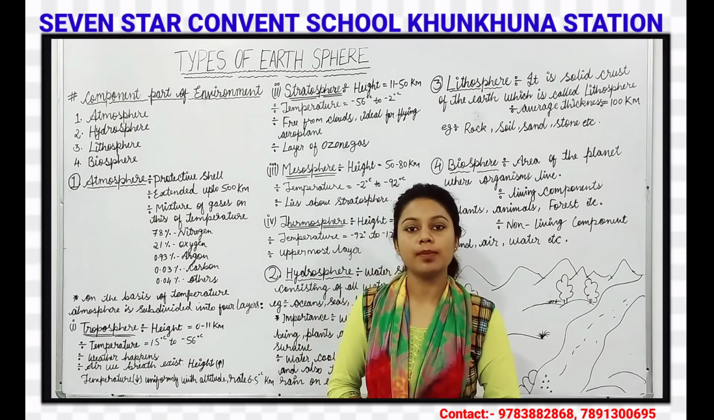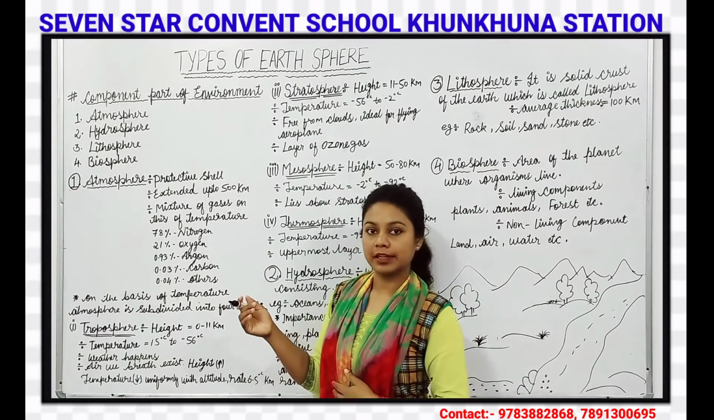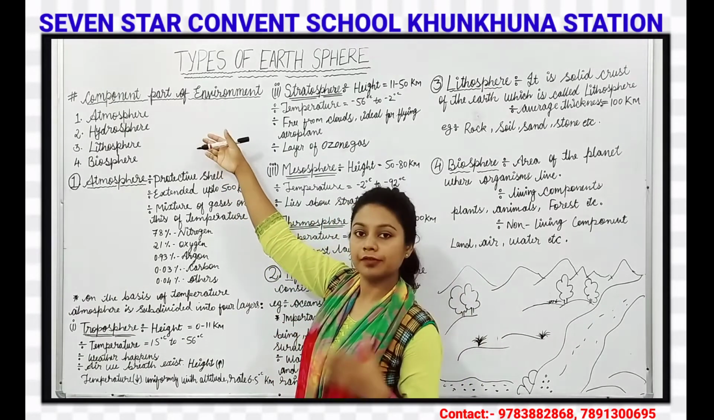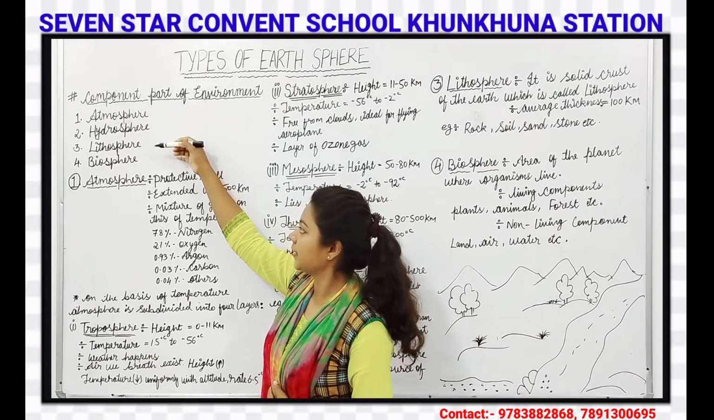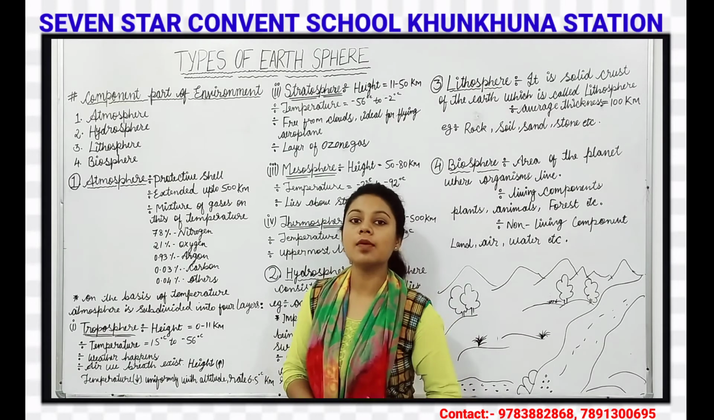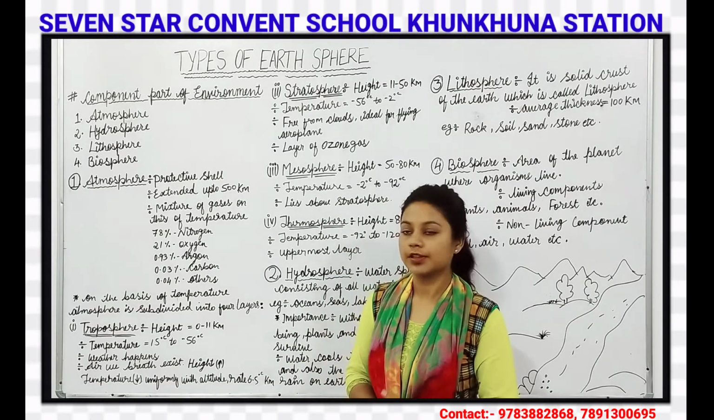About the types of earth sphere. Here are the component parts of the environment, the types of the earth sphere. Here we have four parts. They are the atmosphere, hydrosphere, lithosphere and the biosphere. These are the four types of the earth sphere, or we can say the component parts of environment.